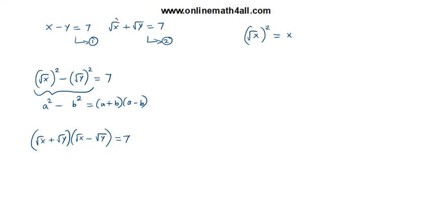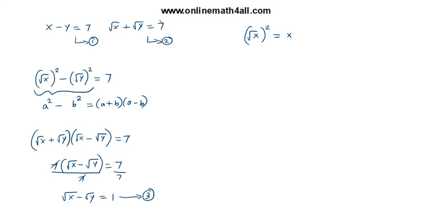Okay, from the second equation we know that square root of x plus square root of y is equal to 7. So for this expression we can substitute 7. So 7 times square root of x minus square root of y is equal to 7. So we can divide both sides by 7. When you do it, the 7 here and here will cancel out. We get square root of x minus square root of y is equal to 1. You can consider this the third equation.